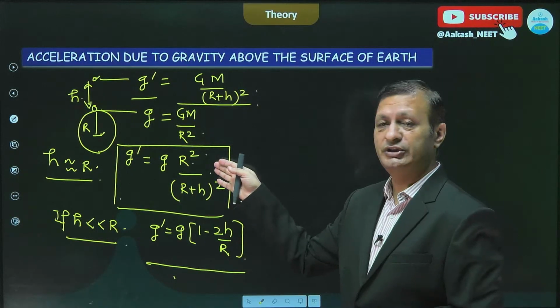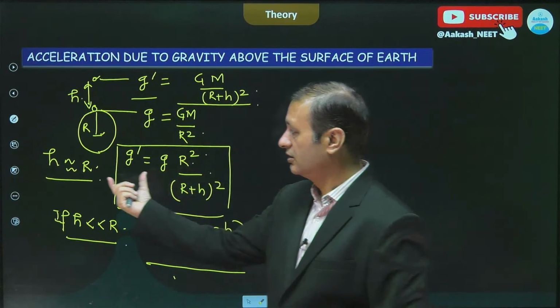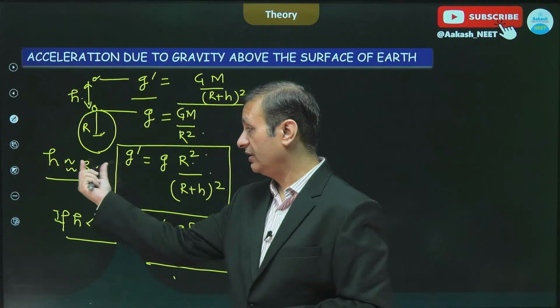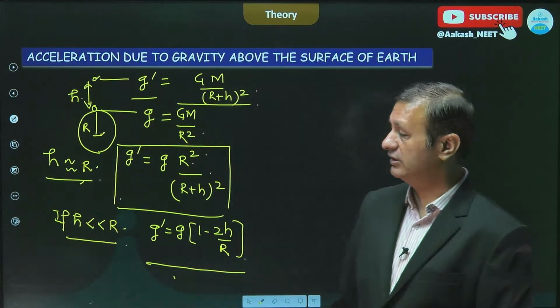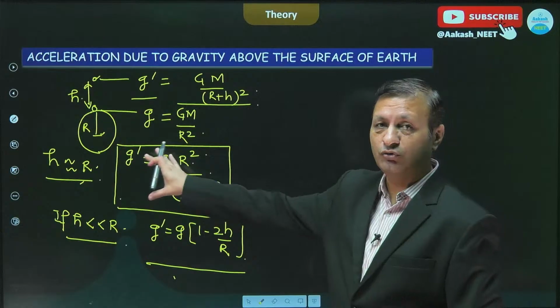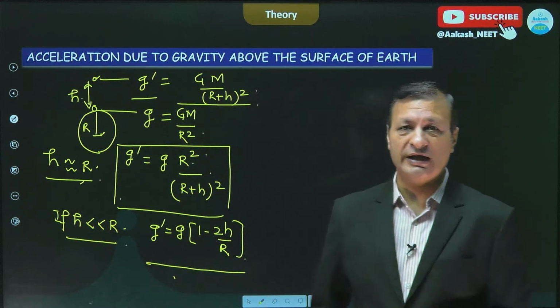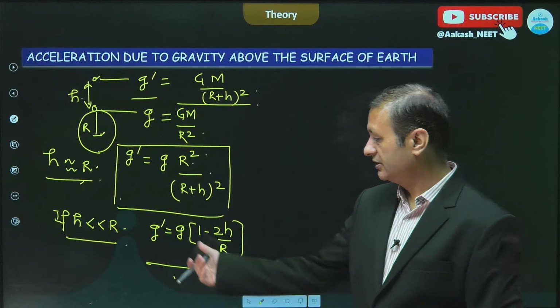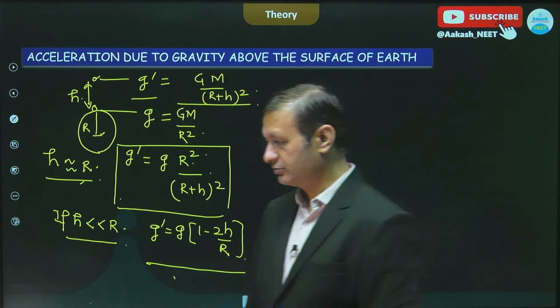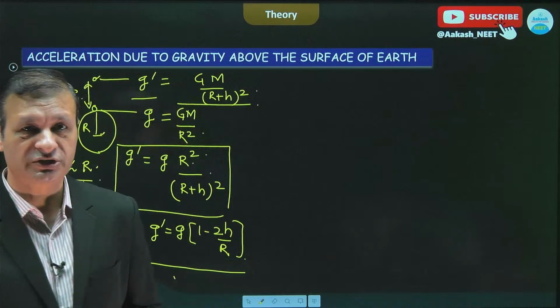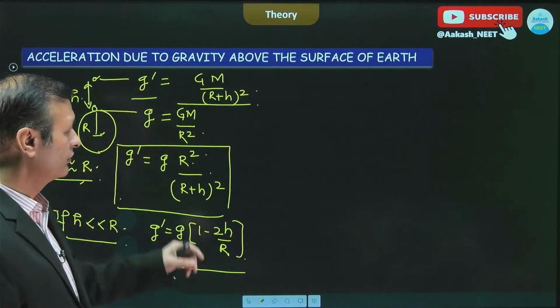One is when r and small h, that height, are comparable, then we have to use this expression. And when h, the height, is very, very small as compared to radius, then we have to go for the second expression. Any doubt from this part?